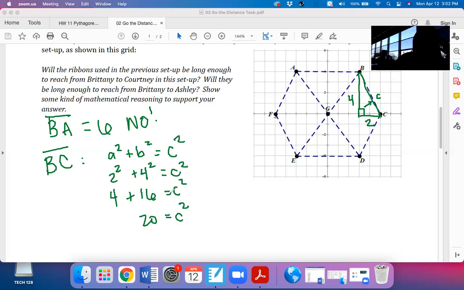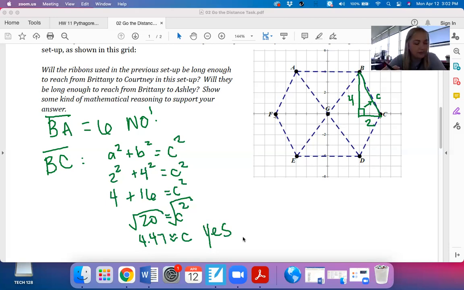I already know right now that this is going to be smaller than 5 because 20 is smaller than 25. And when I take the square root of 20, I'm going to get a decimal approximation. Type that in my calculator. The square root of 20 is 4.47 approximately. So will the ribbon from the last one work? It's not perfect, but yes, it technically can span that gap. But I feel like they should probably just invest in new ribbons. I don't know. I'm not the drill coach or whatever this team is.